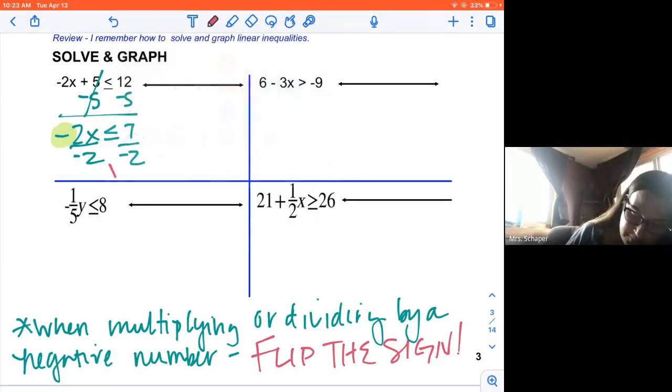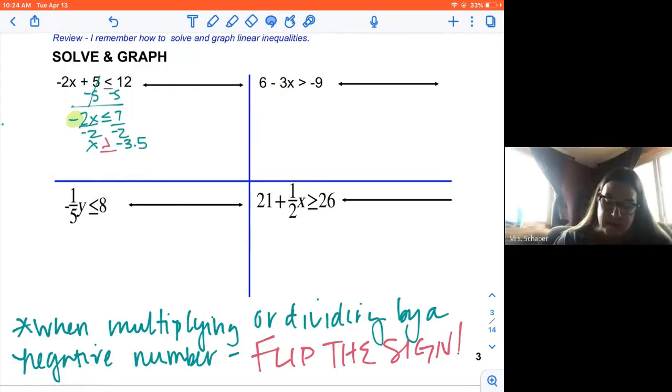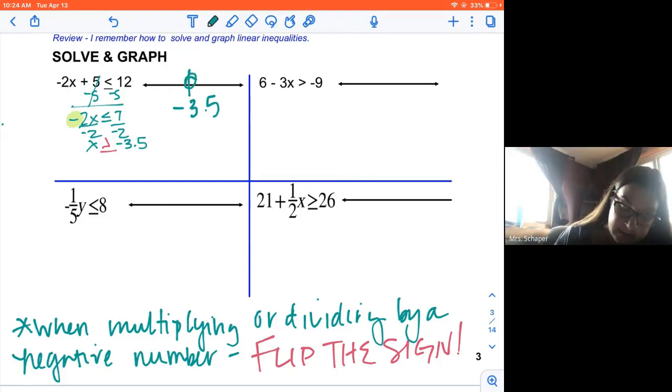So what I mean by flip the sign is it becomes greater than or equal to. So you notice that I put it in a different color. I think sometimes that helps. So x is more than -3.5. So on my number line, -3.5 goes there. It's more than or equal to. That means it includes it. It's filled in. A number more than -3.5 is 8. And that's going to be on the right side. So I shade to the right.